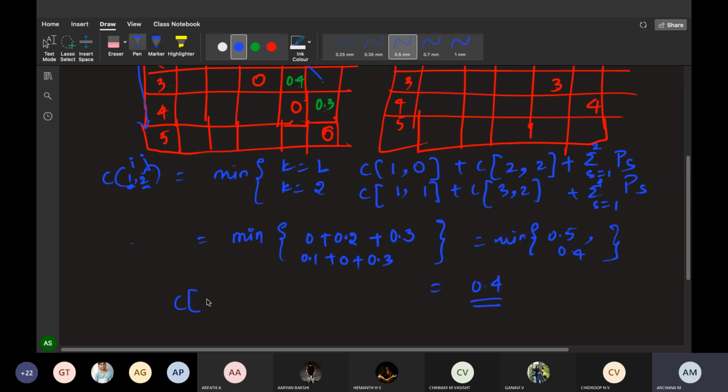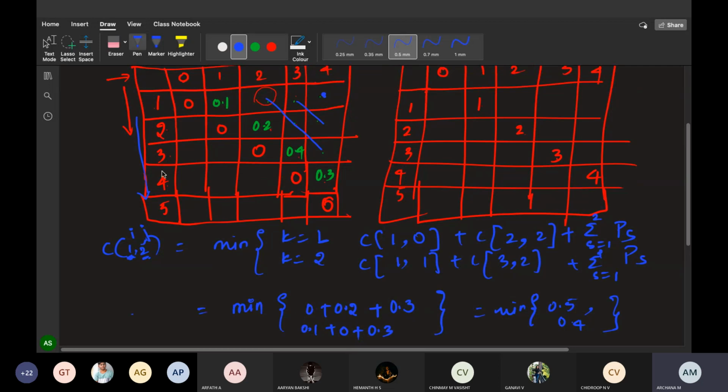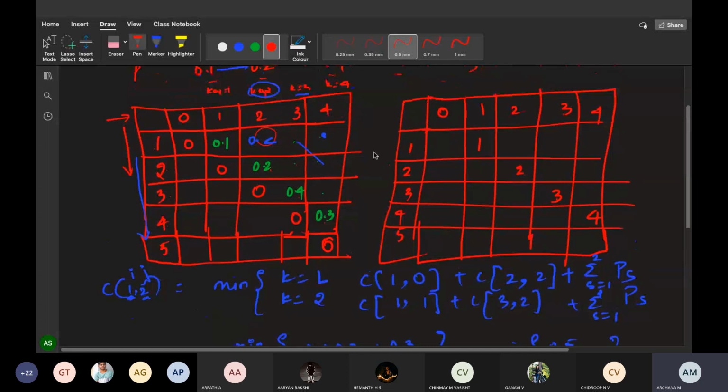This answer is very, very important. Now, C of 1 comma 2 is 0.4. You have to fill that here. Look here, C of 1 comma 2, 1 and 2. So this is 0.4. Understood? After writing that 0.4, the very important thing is we have to fill the key values.